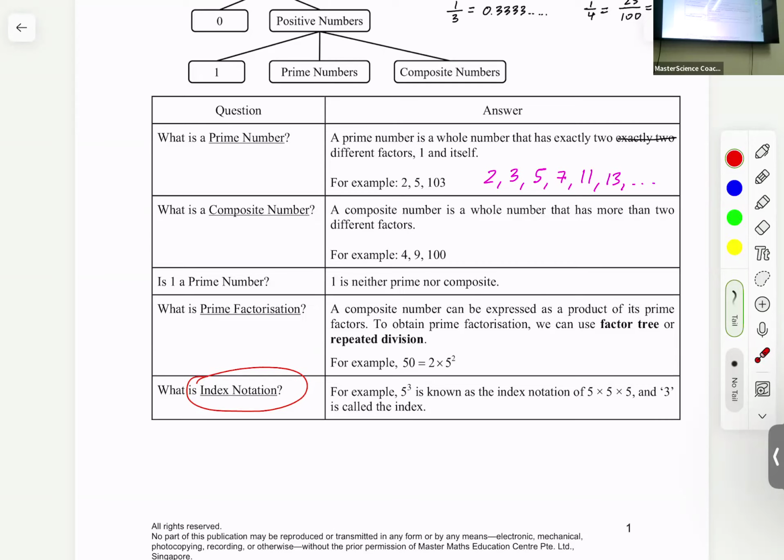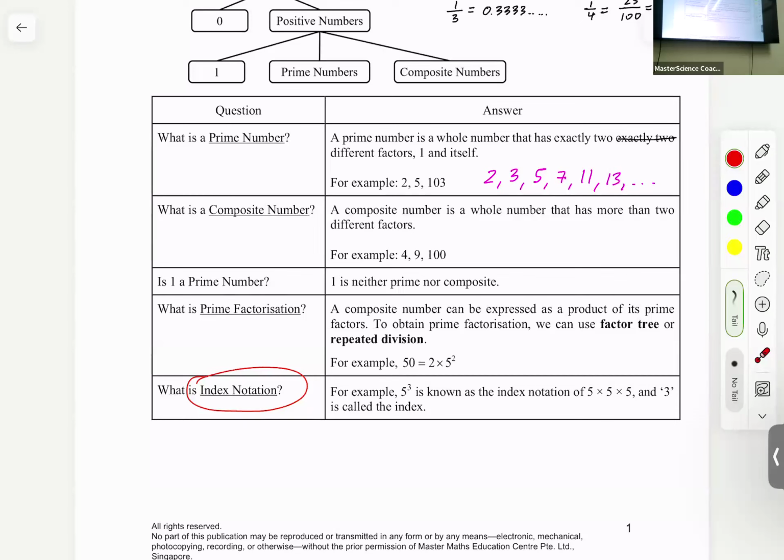Okay, 1. Is 1 a prime number? No, 1 is not a prime number. Why not? It can only be divided by one number. 1 only has 1 factor. A prime number has exactly 2 factors, so 1 is not. 1 is also not a composite. That is written here: 1 is neither prime nor composite. Composite is basically the opposite of prime.